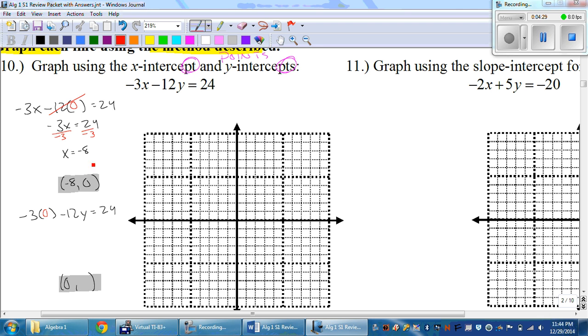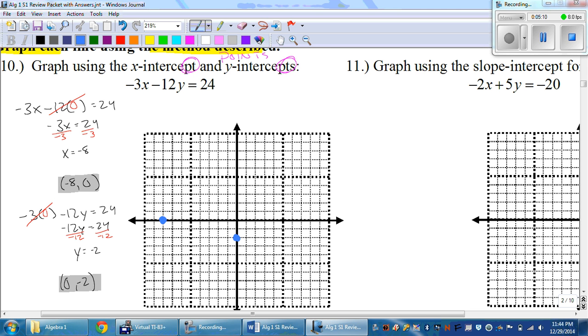Okay, and we're going to do the same thing over here. We get -12y equals 24, and to get the y by itself, we're going to divide by -12. And we get that y equals -2. Okay, so now that we know that, we need to graph those points. So we know that the x-intercept is (-8, 0) and the y-intercept is (0, -2). And then once we've got that, we're going to draw our line.